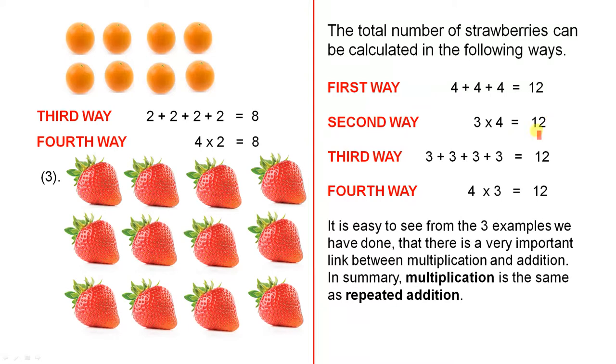3 4s are 12. The third way, 3 plus 3 plus 3 plus 3. That is 4 columns. 1, 2, 3, 4. See those 4 columns? There they are. That gives us 12. And the fourth way, 4 times 3. That is 4 columns, each containing 3. 4 3s are 12. It is easy to see from the 3 examples we have done that there is a very important link between multiplication and addition. In summary, multiplication is the same as repeated addition.